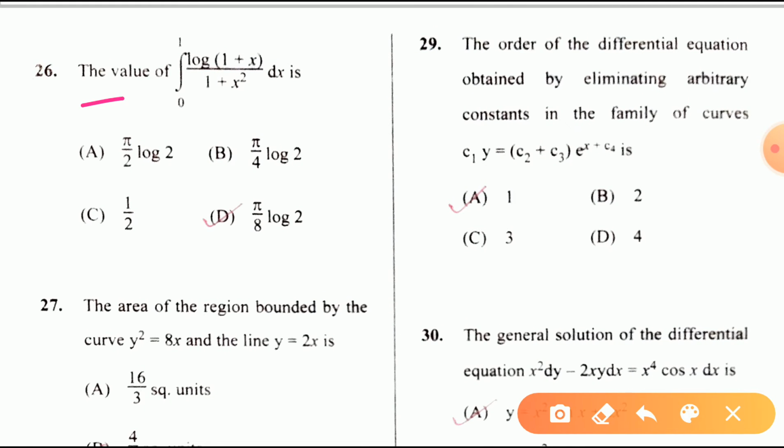The value of the integral of log of 1 plus x divided by 1 plus x square into dx between the limits 0 to 1 is 5 by 8 into log 2. Okay, D is the right choice.